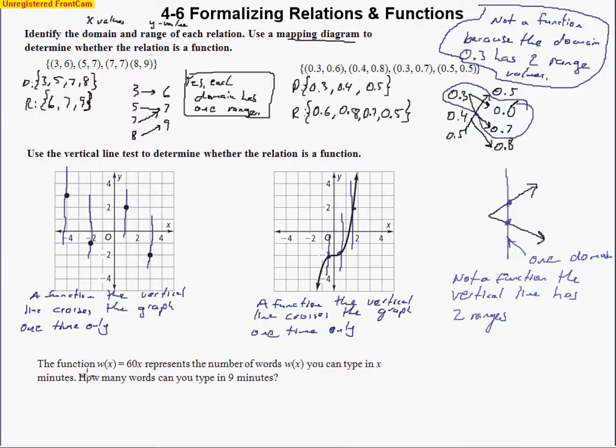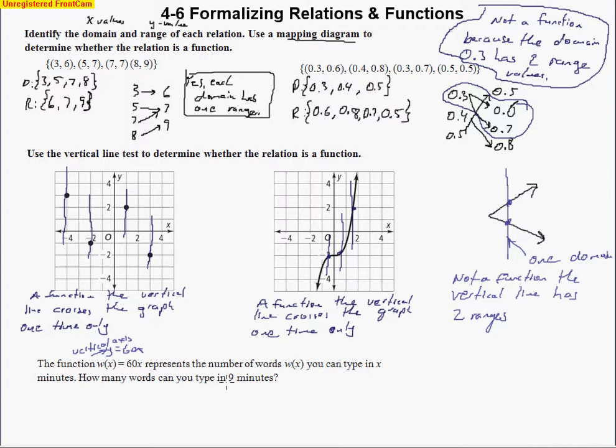So this next problem says the function w(x). Now this is just function notation. That w(x) just represents y. So it's just the vertical axis. It's that vertical axis. And it equals 60x, which represents the words w(x) you can type in x minutes.